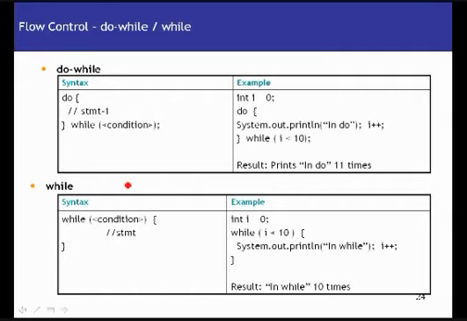The difference is, say the condition fails in the very first case. Now let's take an example where I is 10 and not 0. What would happen? Say I is 10 and not 0 initially. When you do a do while, it's going to print "in do" first, and then it's going to check while I is less than 10. No, it's false, I is not less than 10. So it's going to come out of the loop, having printed "in do" one time.